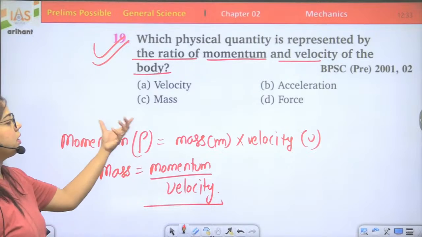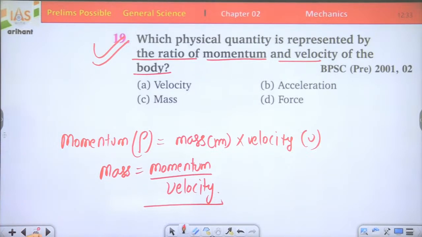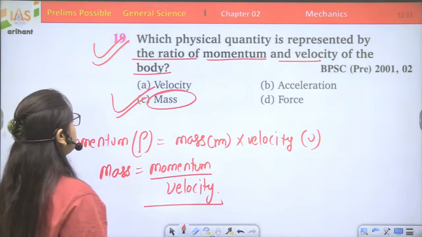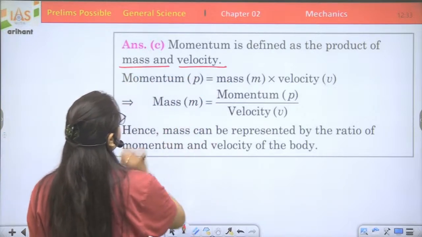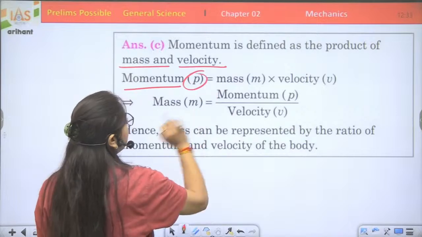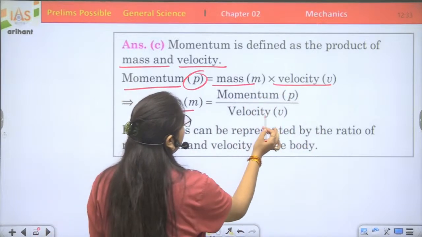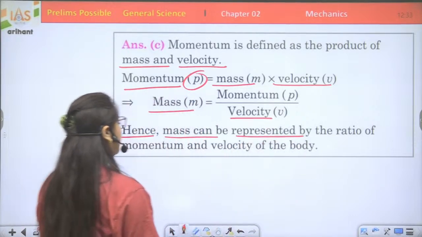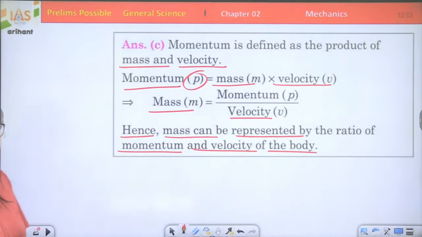And velocity of the body, which will be the right answer. So here your right answer is mass. Option number C will be the right answer. Momentum is defined as the product of mass and velocity, where momentum denoted as P is equal to mass into velocity. Mass will be momentum upon velocity. Hence, mass can be represented by the ratio of momentum and velocity of the body, right?